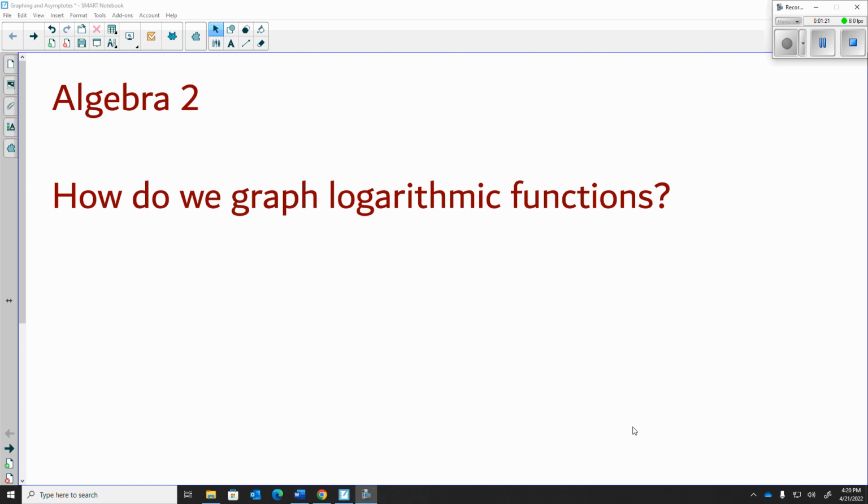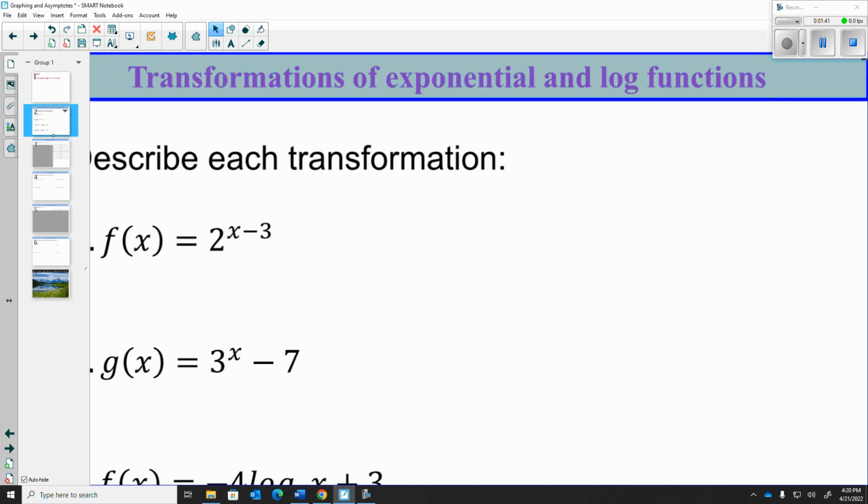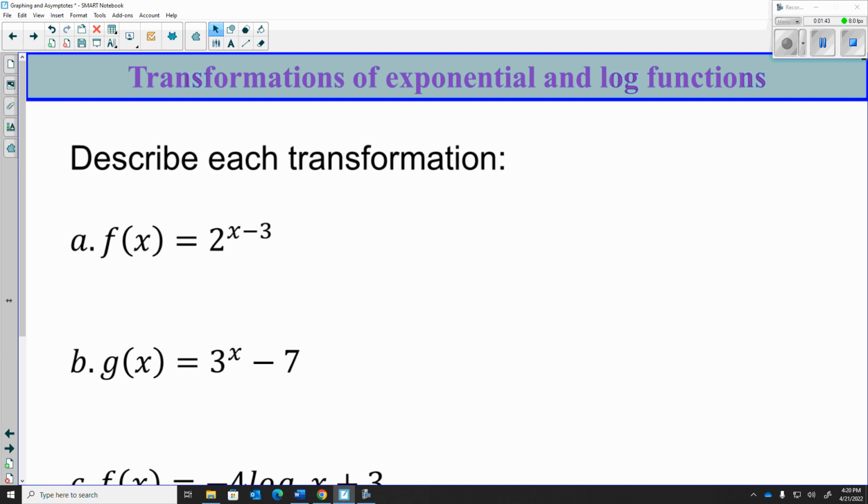Okay, so here we go. How do we graph logarithmic functions? This is the material that you are getting from me via video. All right, so we're taking logarithm functions like we talked about yesterday, and we're looking at how we can graph them. All right, so first thing we got to talk about is transformations of exponentials and logs.